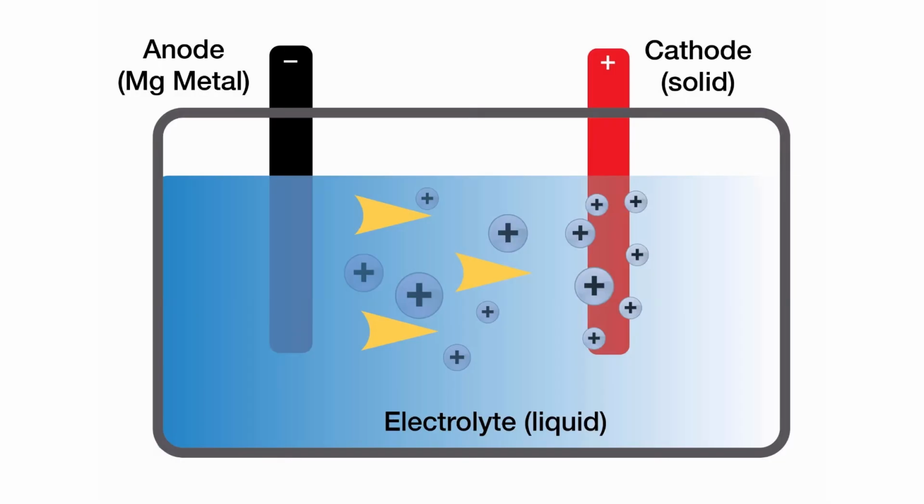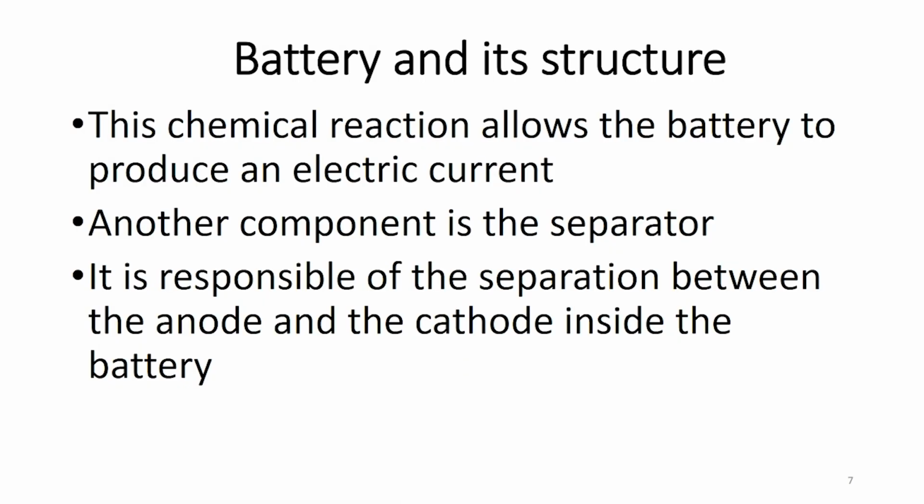The electrolyte is a liquid or gel-like material that contains electrically charged particles or ions. The ions merge with the electrode's material and by that create a chemical reaction. This chemical reaction allows the battery to produce an electric current.